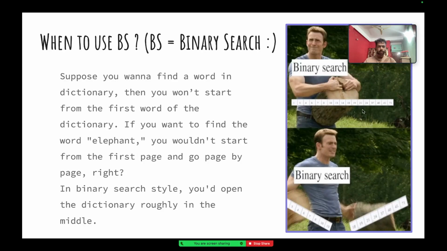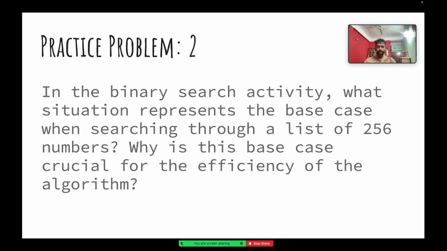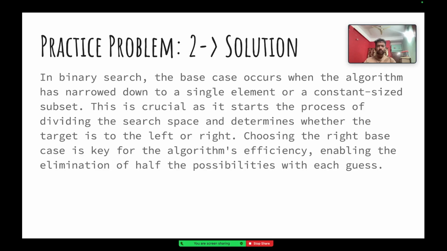This is what I was talking about. Here, it is splitting the binary search into two parts. That's what I was telling you. So what happens in binary search is you split, and you will hit a base case where you can't split it more. This is crucial as it starts the process of dividing and searching and determining whether the target is in the left side or the right side.